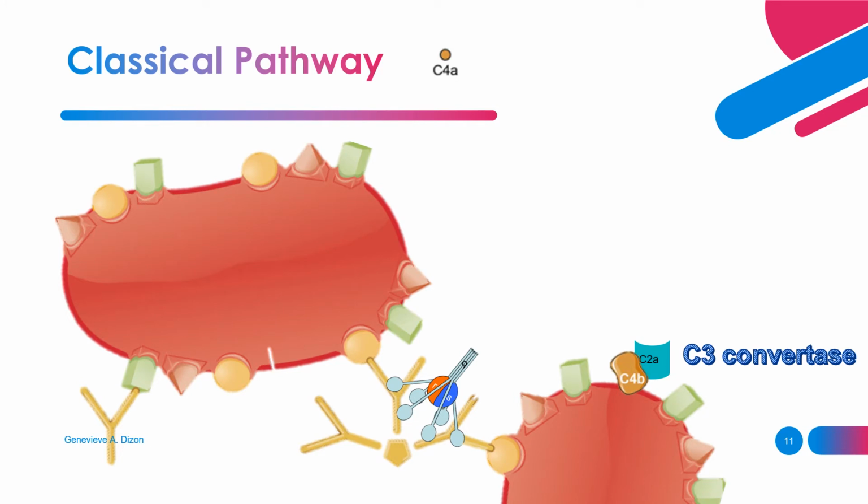C3 convertase is called as such because it splits C3, which is the most abundant complement component. It splits C3 into C3a and C3b. C3a is released into the plasma, while C3b combines with C4b2a to form C4b2a3b, also known as C5 convertase. This is the most significant step in the complement activation series.